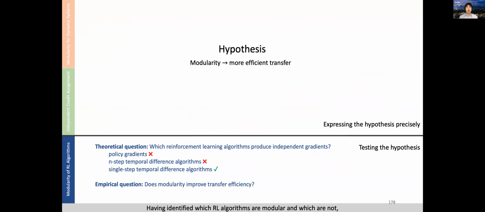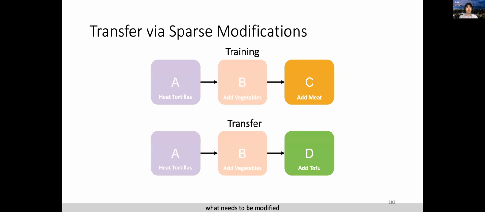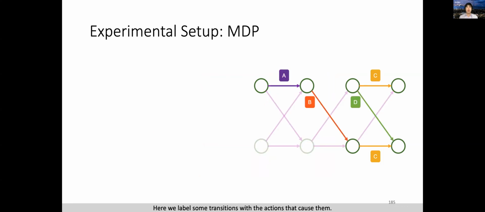Having identified which RL algorithms are modular and which are not, we now are in the position to test whether modularity improves transfer efficiency. As illustrated by our motivational example, we are interested in transfer problems that require only sparse changes to a sequence of previously optimal decisions, because that tests to what extent an algorithm can separate what needs to be modified from what does not need to be modified. We can represent this kind of transfer problem as a simple MDP. Circles represent states, edges represent state transitions. Here we label some transitions with the actions that cause them. We have a start state and a goal state.